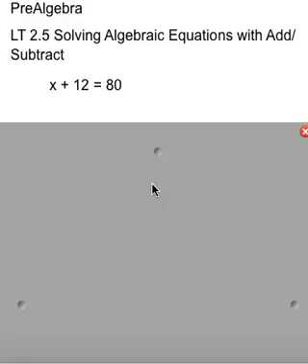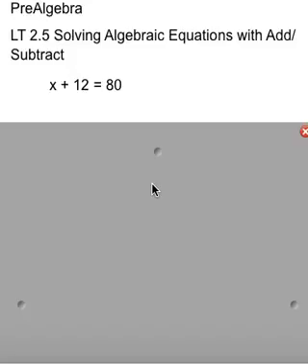Learning target 2.5 is our objective today. It's called solving algebraic equations with addition and subtraction. Now our first equation today is x plus 12 equals 80. And the reason this is an algebraic equation is because we have a variable x, which we don't know. And it's an equation because we have an equal sign here. So we have to figure out what number plus 12 would be 80.